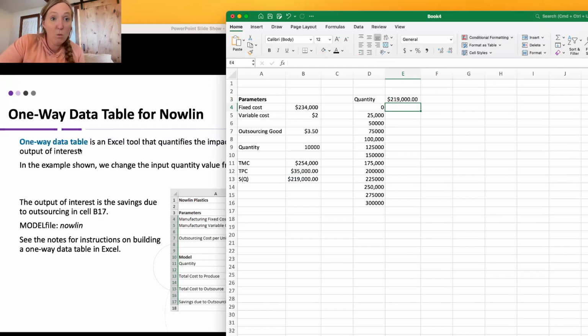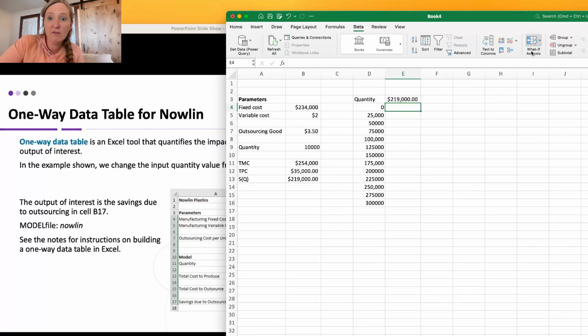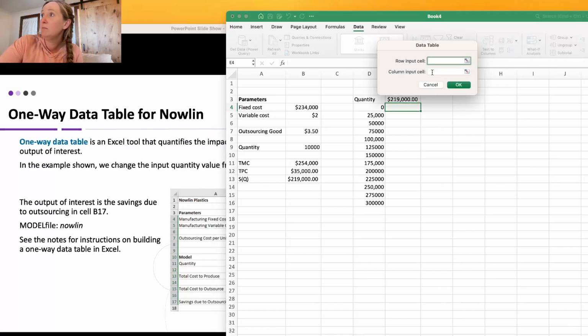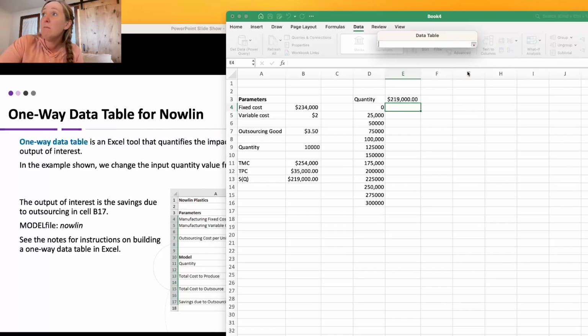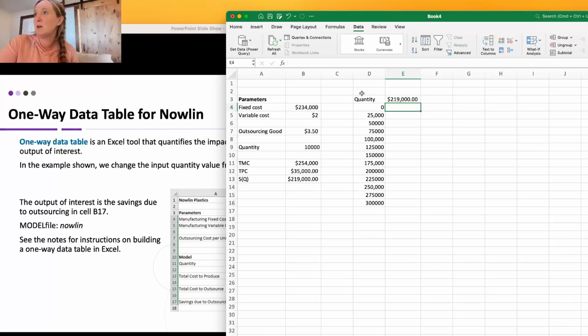Now, to do our what if function, we're going to go to Data. See this What If Analysis here? And go to Data Table. And our inputs, you know what, I'm sorry, we need to highlight everything before we do it. So highlight where you're going to put all your information.